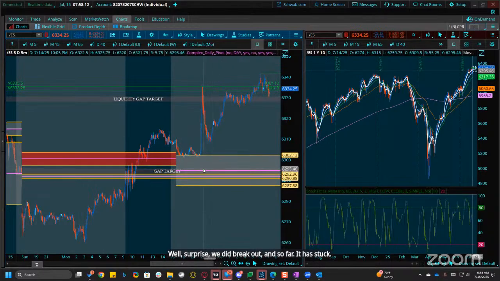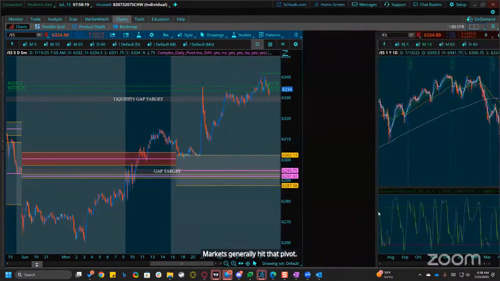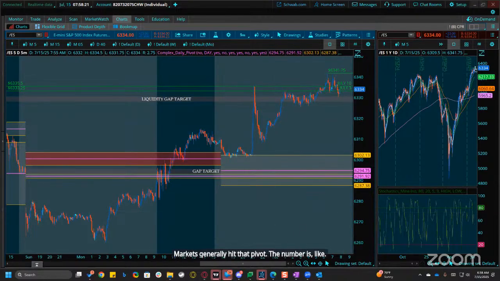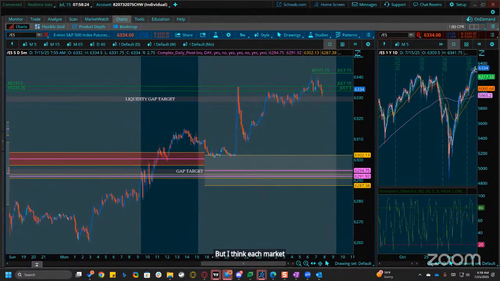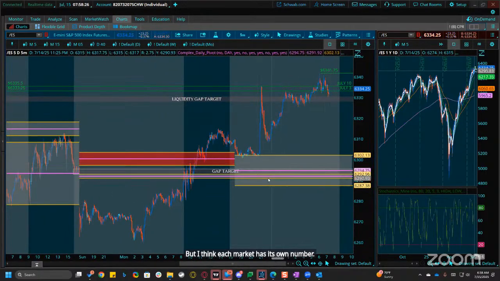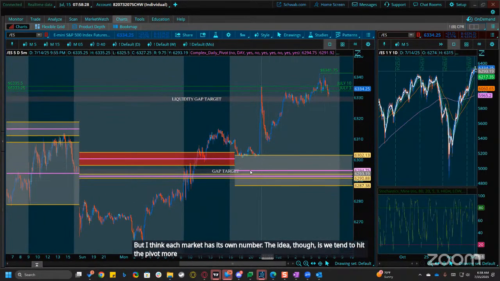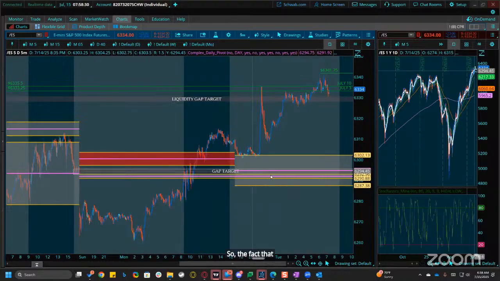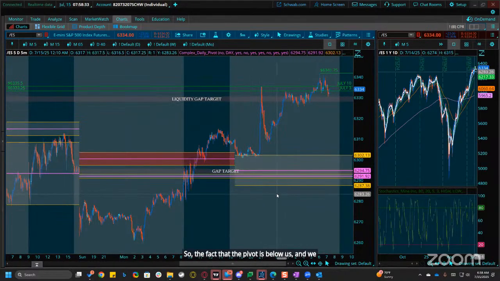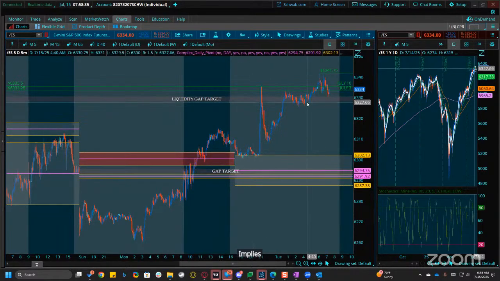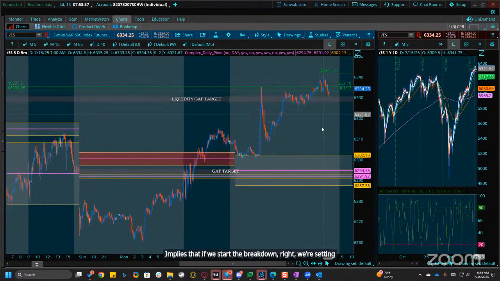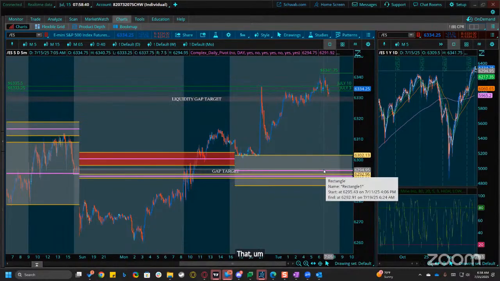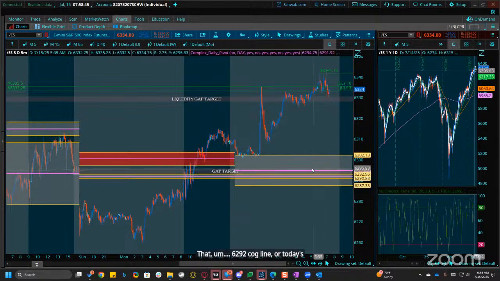We have an MDP at this point. That's a missed daily pivot. Markets generally hit that pivot. The number is like 80% of the time, but I think each market has its own number. The idea, though, is we tend to hit the pivot more often than not. So the fact that the pivot is below us and we generally hit it and we haven't implies that if we start the breakdown, right, we're setting up a TRB here, that 62.92 cog line or today's floor pivot wouldn't be a bad target.